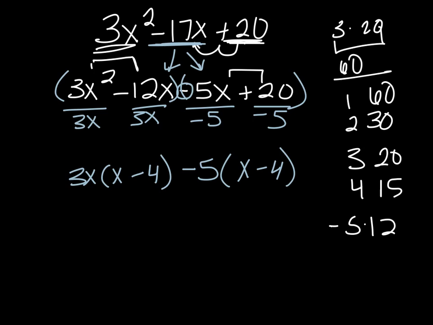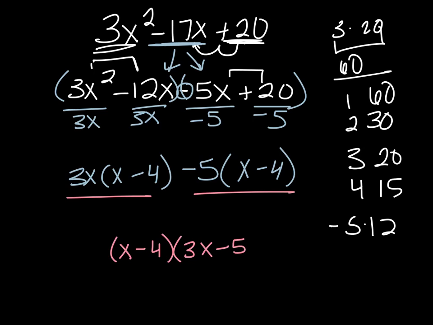Technically, we're going to factor one more time. What do I have in common between those two factors? I have an x minus 4, and left over, which is on the outside, is the 3x minus 5.